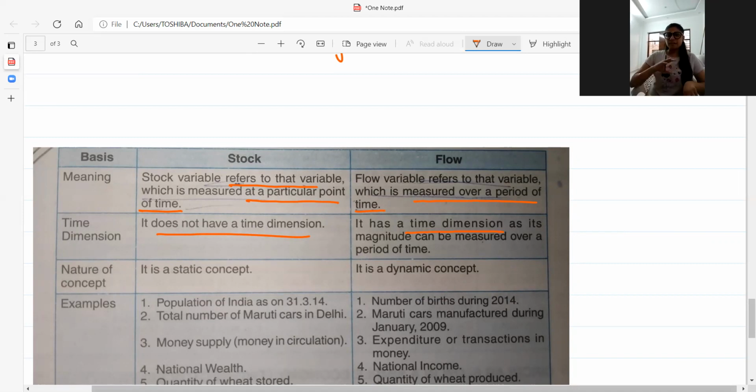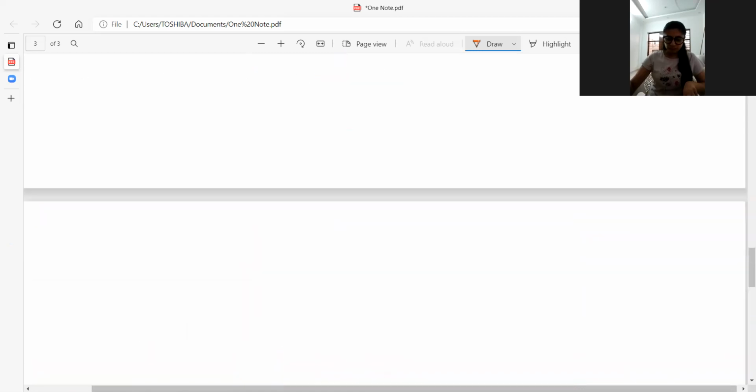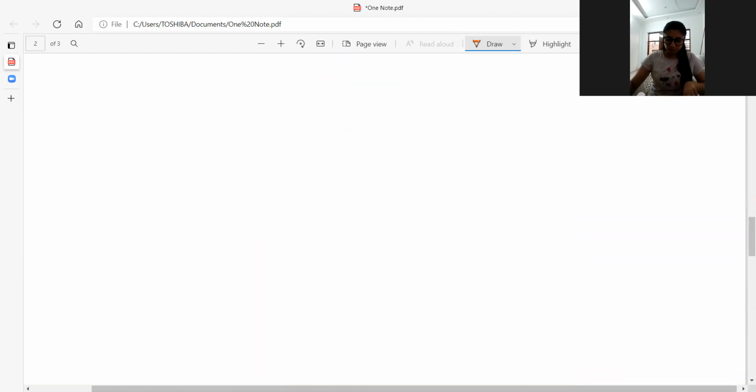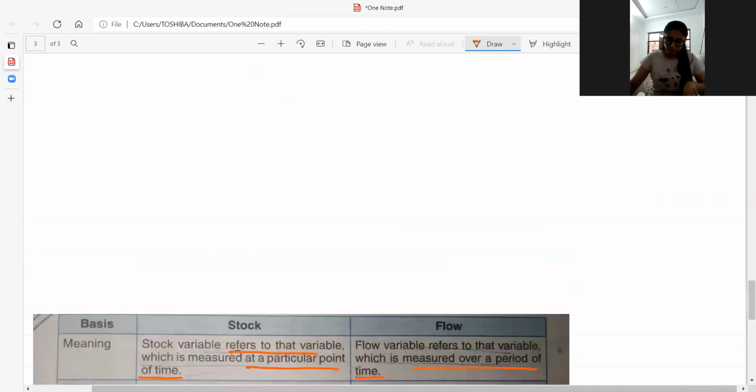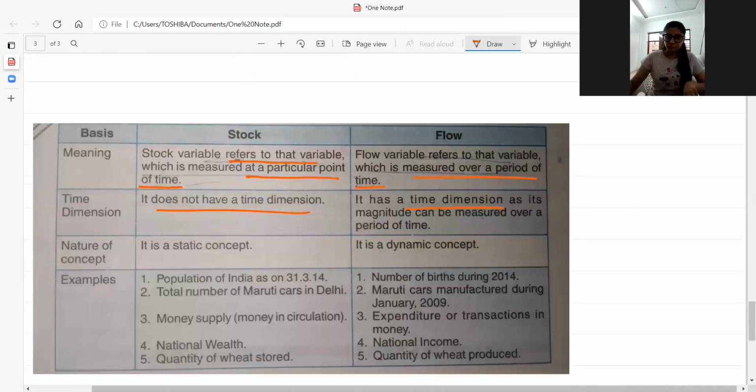So we have a time dimension involved here. I think I've told you slightly wrong in the first stock concept. In stock, there is no time dimension involved, but in flow, there is a time dimension involved. I think I said it vice versa while telling you the definition. There's no time dimension when I'm talking about stock. There is a time dimension when I'm talking about flow.